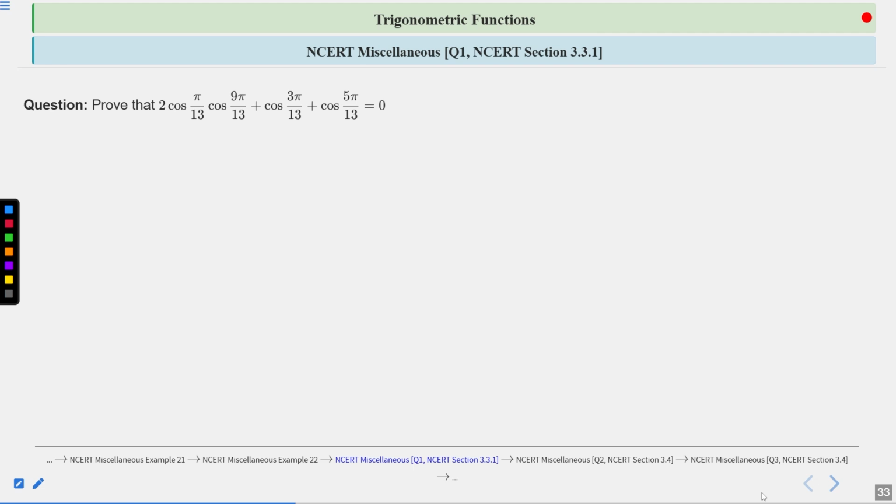NCERT miscellaneous exercise question number 1, right? It says you have to prove that 2 cos pi by 13 into cos 9 pi by 13 plus cos 3 pi by 13 plus cos 5 pi by 13 is equal to 0, right? You need to prove the given expression as equal to 0, right? Okay, again you have some time to solve or think about this question. After that we will move to the solution part.